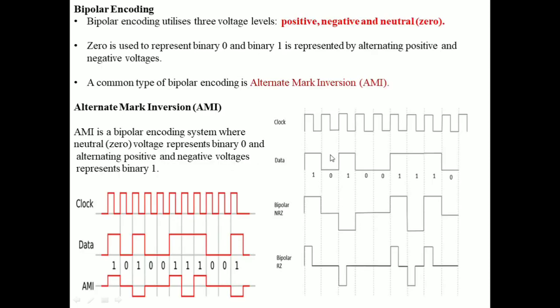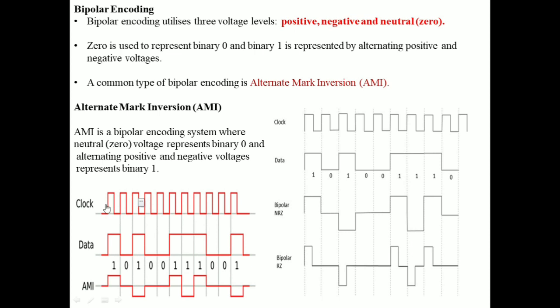The next one and the last encoding scheme is the bipolar encoding scheme. This bipolar encoding utilizes 3 voltage levels. The first one is positive voltage, the second one is negative voltage, and the third one is neutral or 0 voltage. That is, 0 is used to represent binary 0, and binary 1 is represented by alternating positive and negative voltages. A common type of bipolar encoding is alternate mark inversion. We shall see a small example here.